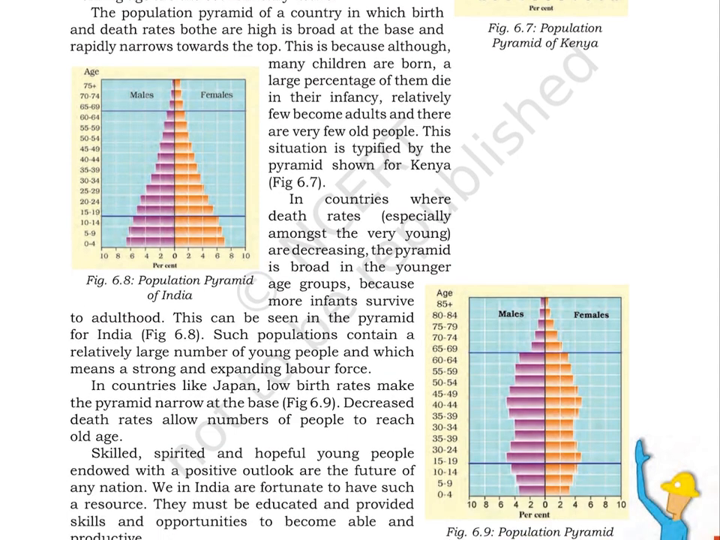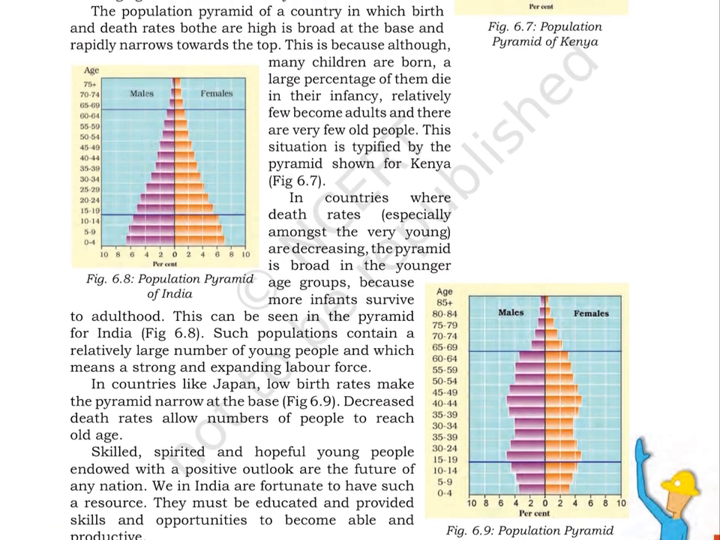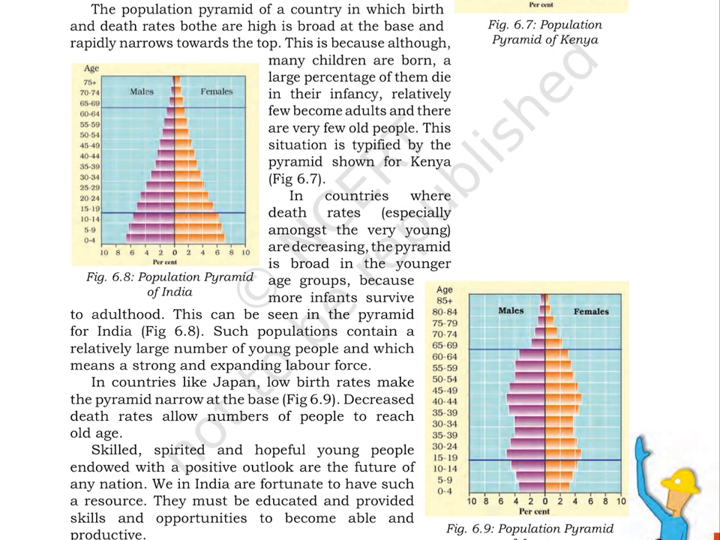In countries where death rates, especially amongst the very young, are decreasing, the pyramid is broad in the younger age groups because more infants survive to adulthood. This can be seen in the pyramid for India, Figure 6.8. Such populations contain a relatively large number of young people, which means a strong and expanding labor force. In the middle of page number 69, there is figure number 6.8. In this figure, there is an image of population pyramid of India.